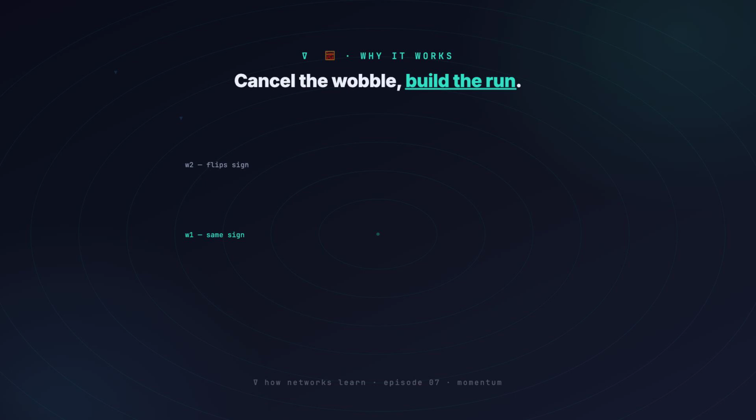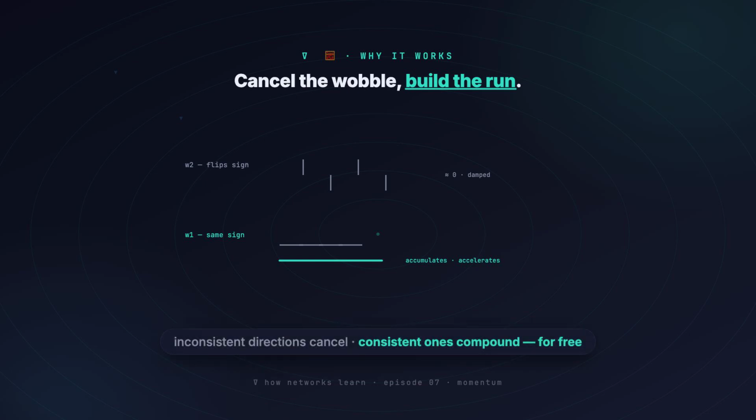In the W2 direction, the gradient keeps flipping sign, plus, minus, plus, so successive contributions to velocity cancel. The bounce damps itself out. But in the W1 direction, the gradient keeps the same sign step after step, so those contributions accumulate, velocity builds, and the ball picks up speed straight down the valley floor. Same beta, opposite effect, exactly where you need each. Momentum doesn't average the noise away. It cancels what's inconsistent and compounds what's consistent.